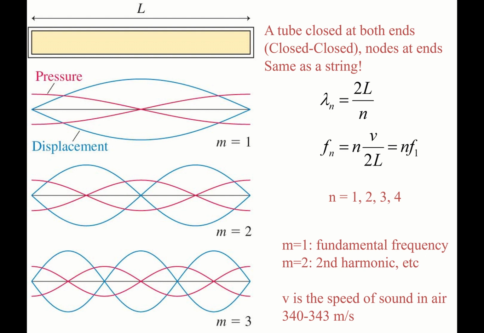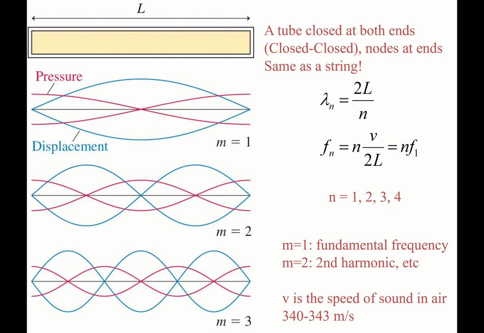And so what you're going to get is something that's exactly the same as the waves on a string. And so the allowed frequencies and wavelengths will be exactly the same equations as we had for the waves on the string: the wavelength is 2L over n, and the frequency is n times V over 2L. And we'll use the same thing. n equal to 1 is the fundamental frequency, n equals 2 is the second harmonic, etc.